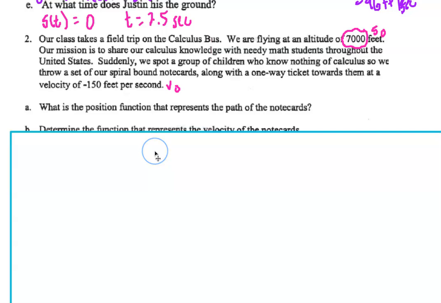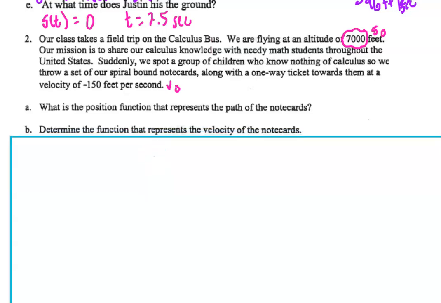So the position function would be, I'm going to not go as slow this time because hopefully you've already tried this problem. So the position function, S of t, is negative 16t squared, actually no, it's minus because we're throwing them downward. So negative 150t, and we are 7,000 feet in the air.